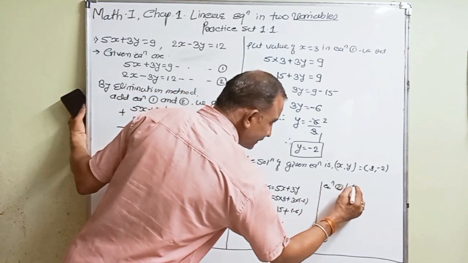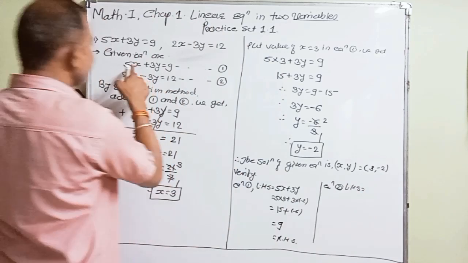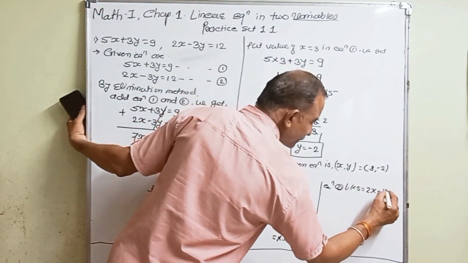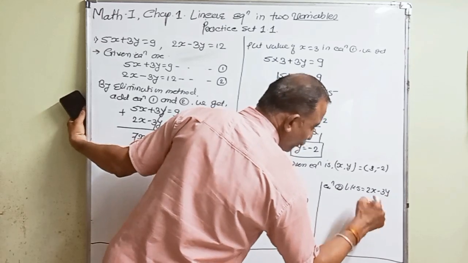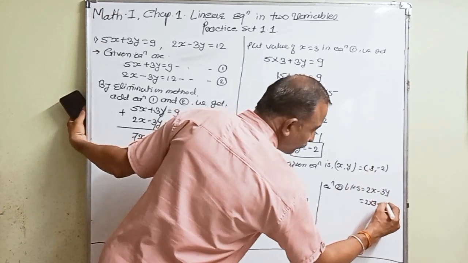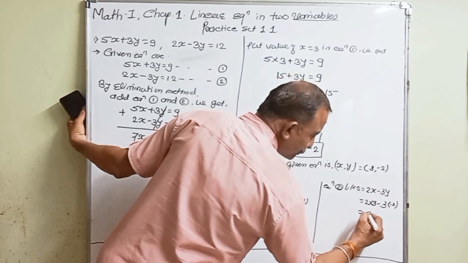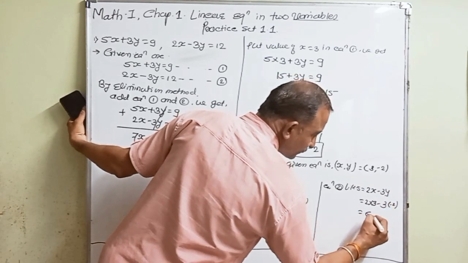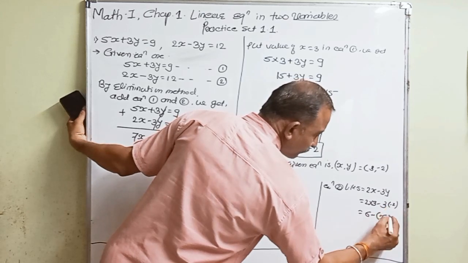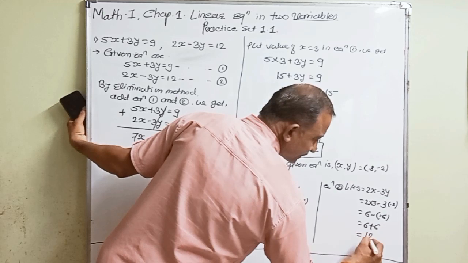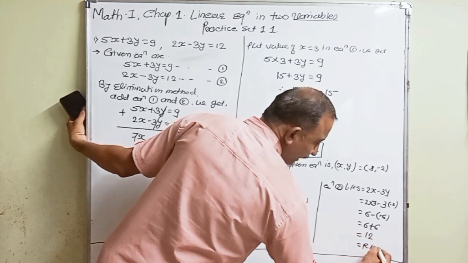Similarly, equation second LHS. What is equation second LHS? 2x minus 3y. That is 2 into the value of x, 3, minus 3 into the value of y, minus 2. So what is it? 3 2s are 6 minus into 3 2s are minus 6. So it is 6 minus minus, plus 6. 6 plus 6 is 12, and that is equal to RHS.